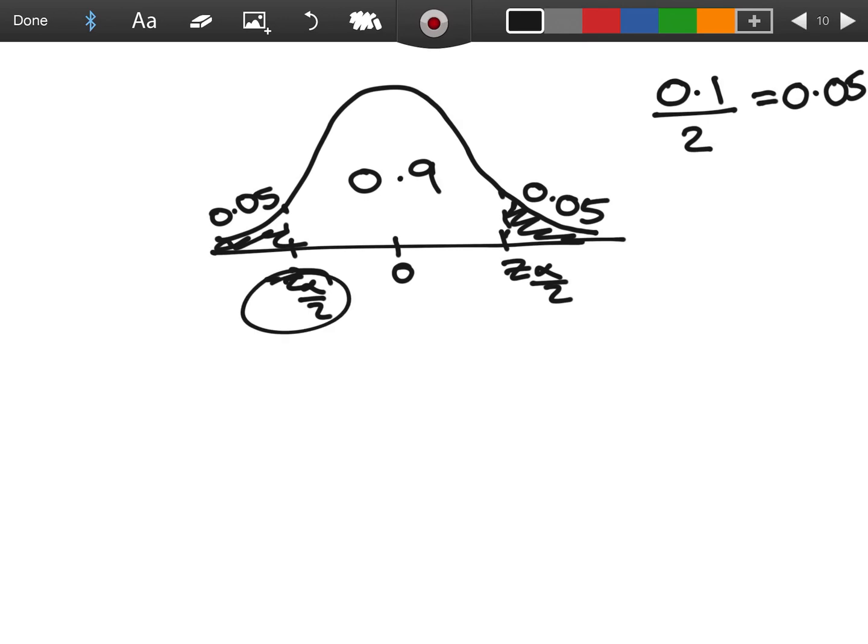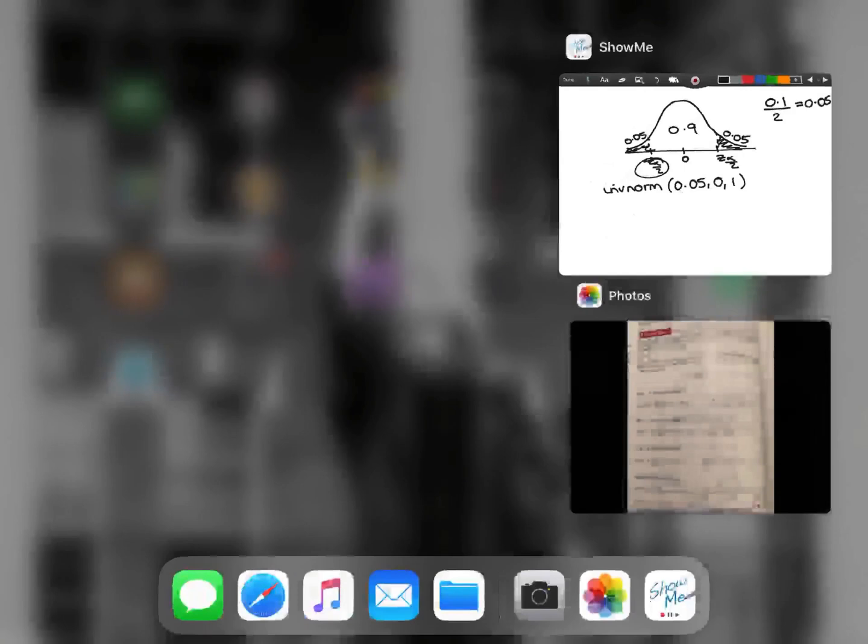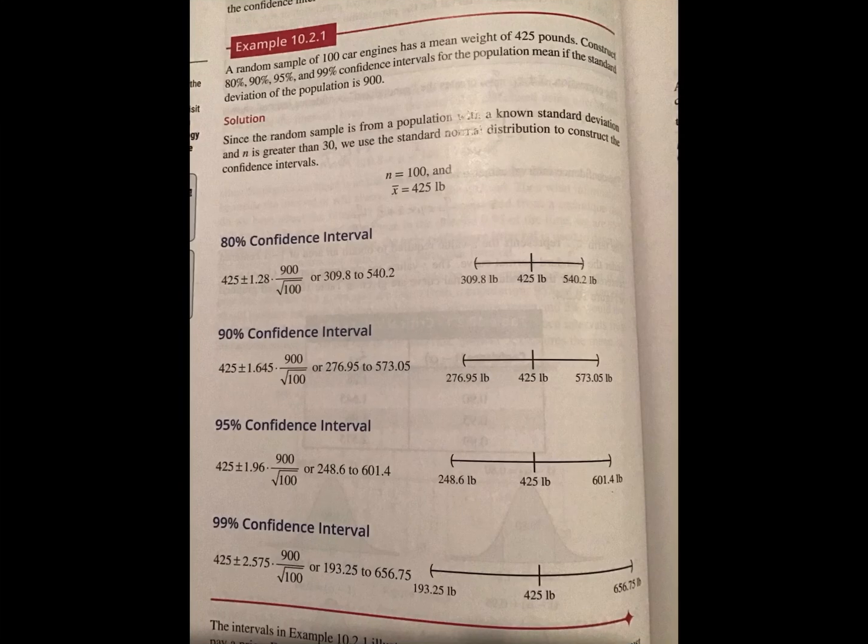So I can figure out this value very easily if I do inverse norm of 0.05, and if you plug that into the calculator, it would give you negative 1.645. So we can take z of alpha over 2 as 1.645. And then you can just plug that in. Okay. You can do the same for the 95% confidence interval and the 99% confidence interval, and you can figure those out. However, there is an easier way of doing this, and that involves using a calculator.